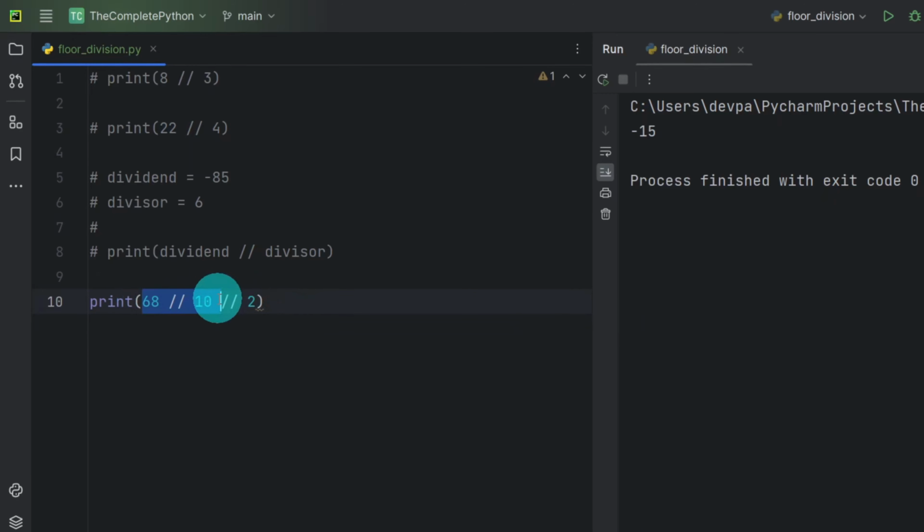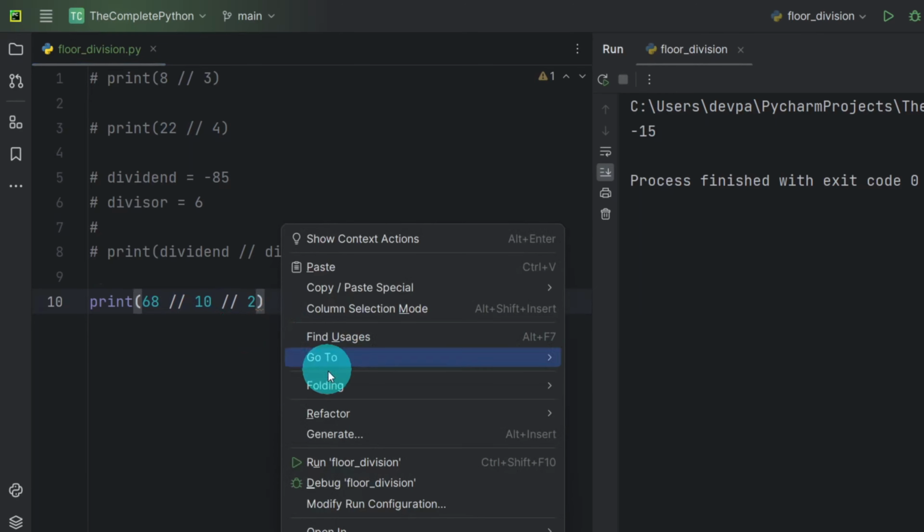So when we perform 68 floor division 10, we will be getting 6.8. Now the integer that is less than or equal to 6.8 is 6. Hence the result of this floor division operation between 68 and 10, it will be 6. Now let's perform 6 floor division 2. When we divide 6 with 2, we will be getting 3. Now the integer that is less than or equal to 3 is 3. Hence the result will be 3.